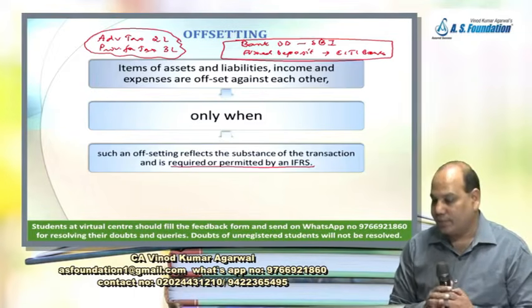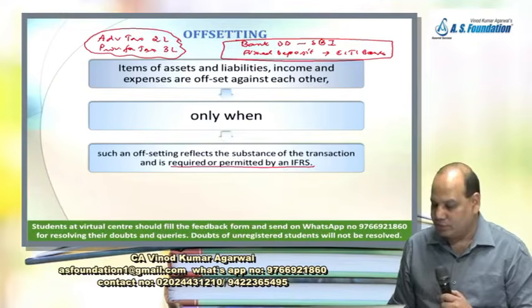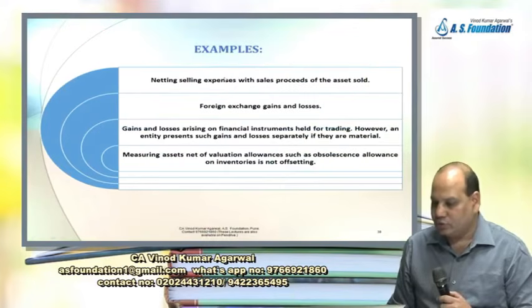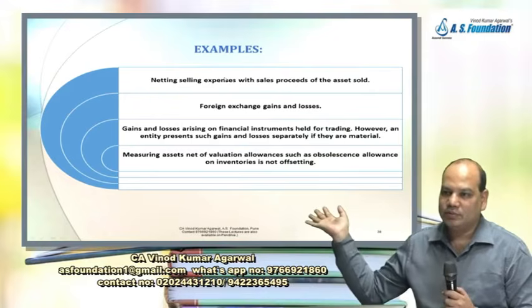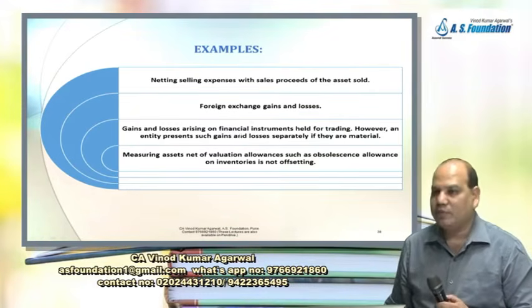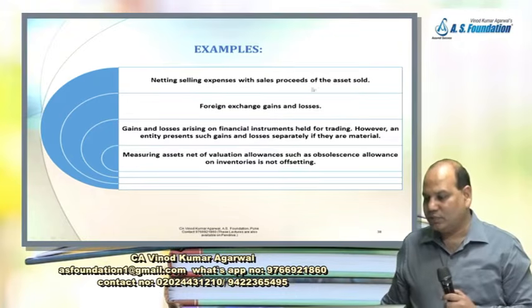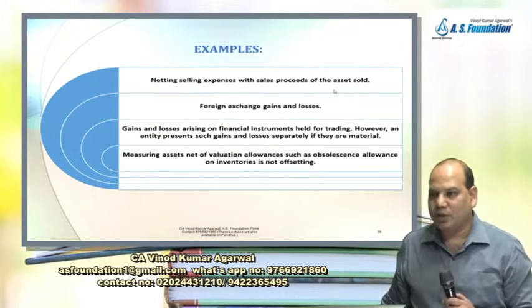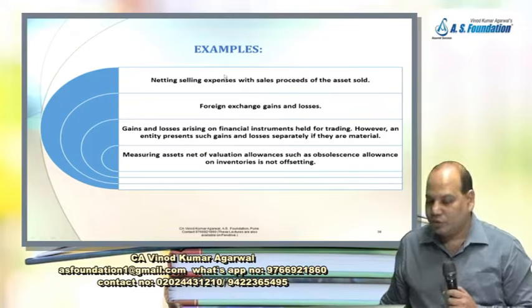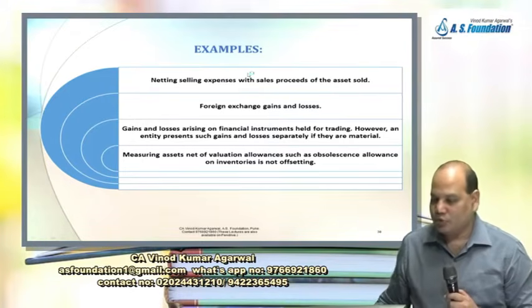So this way, you can offset if it is permitted or required by an IFRS, which we will discuss in different standards. Okay. A few examples of netting or offsetting are written here. When you sell, say, an item of asset, property, plant, equipment, you have sale expenditure, you have sales value.